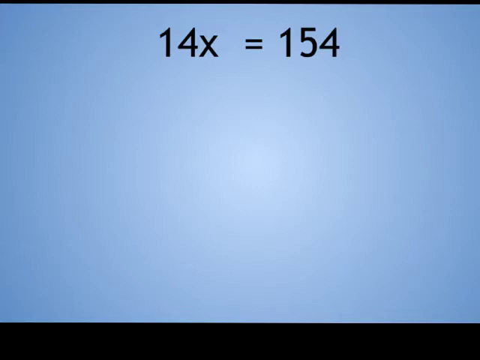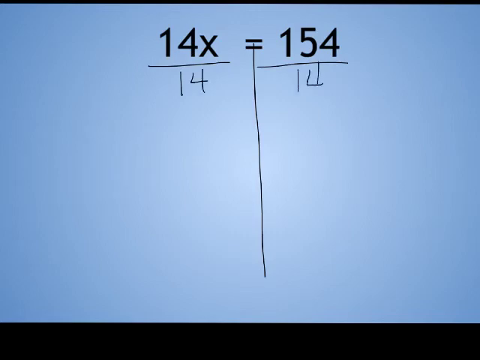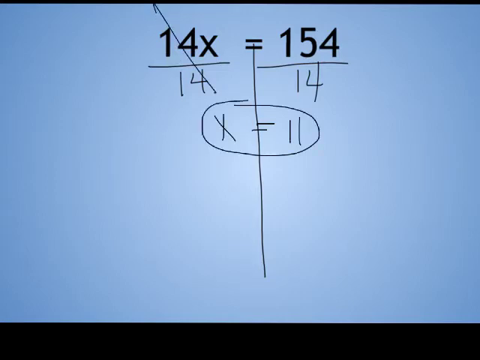The first thing that we want to do when we're solving an equation is we draw in our line. So this equation, 14x equals 154, just means 14 times a number equals 154. So in order to undo multiplication, we have to divide. We need to think about what's happening to x. What's happening to x is it's being multiplied by 14. You undo multiplication with division. And 154 divided by 14 is 11. So the solution is x equals 11.